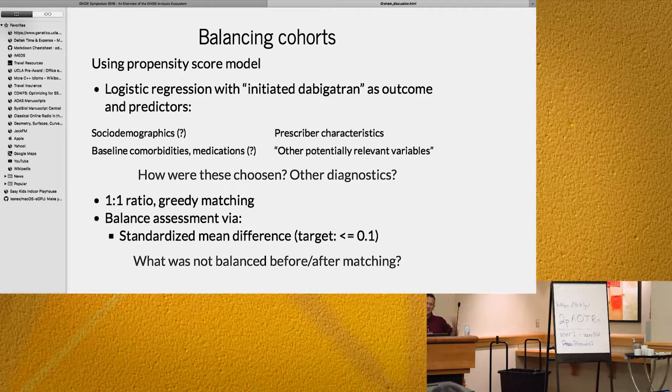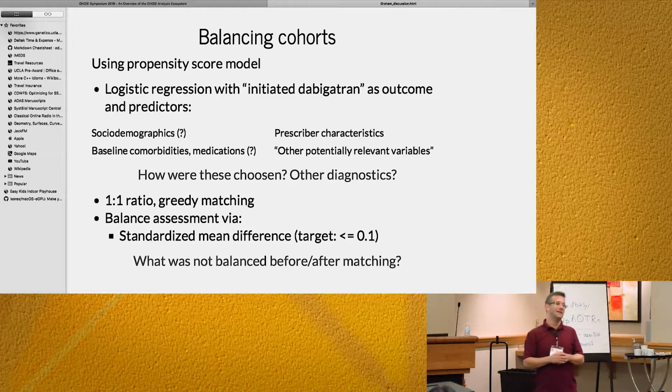So they built a logistic regression on other potentially relevant covariates. Great, I always like to include those, but I like to be a little more explicit of what they were. They did a 1-to-1 ratio greedy matching on that propensity score, and they assessed balance by looking at standardized differences of means. Was balance achieved? They did greedy match.